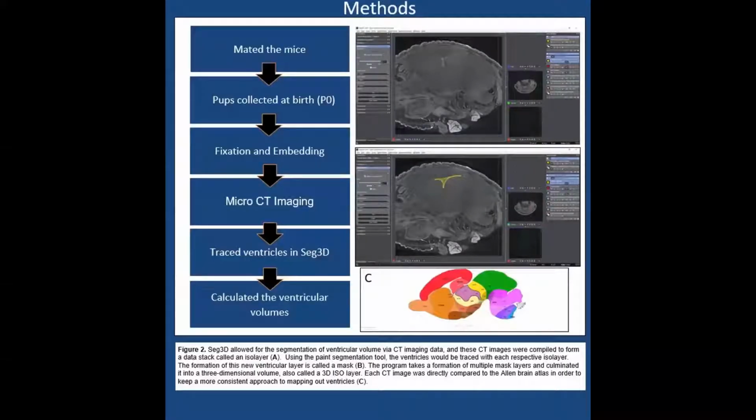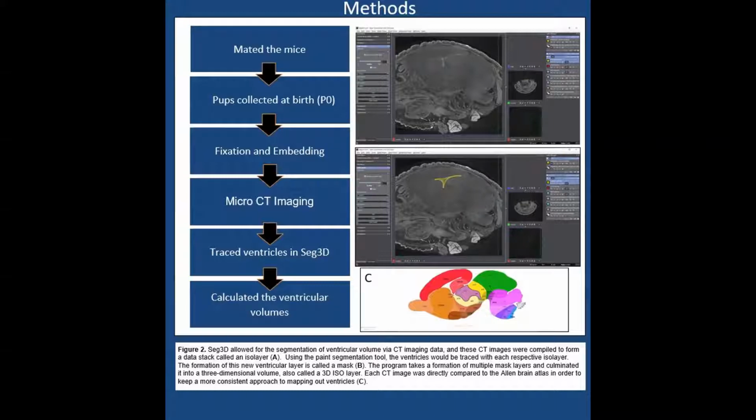Next, we can see the total methodology for how we turned these mice into our quantitative data. We started off by mating the mice. These mice would either express a control genotype or a triple knockout genotype. The pups were then collected at postnatal day 0, which is the day they were born. They then had to be preserved using fixation, and the mice were embedded before the brain was placed onto the scanner.